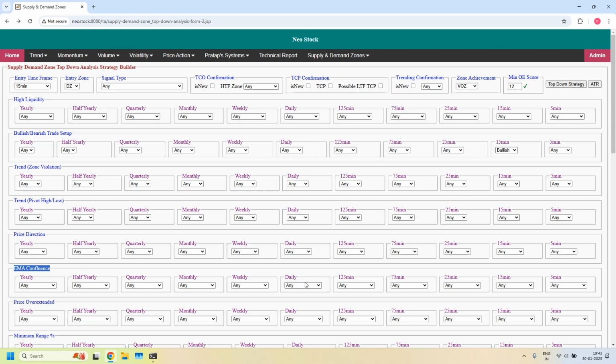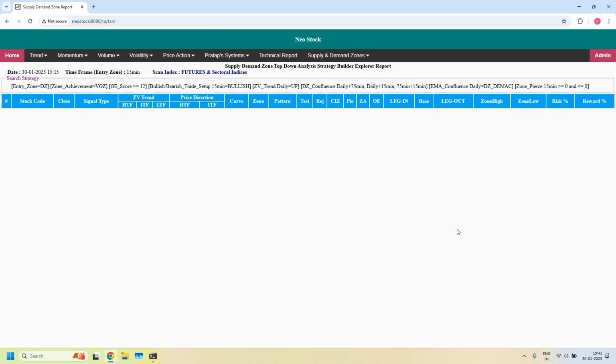In the EMA confluence daily time frame, I am enabling the filter daily demand zone having daily EMA confluence, and the trend on daily time frame should be uptrend because it is bullish trade setup. We did not get any stocks. Okay, this is about bullish trade setup for daily income trade.